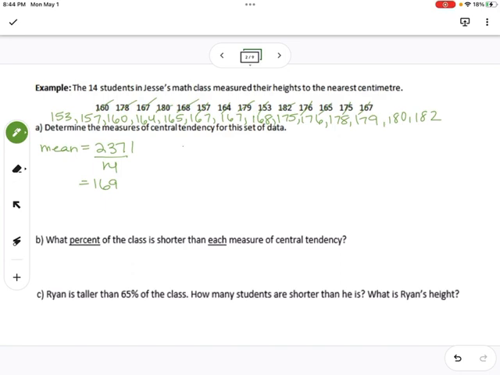Okay. Our mode is our most common. And if we look, the only duplicate number we have is 167. There's 2 of those, so that is our mode.